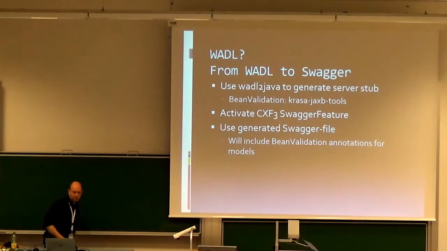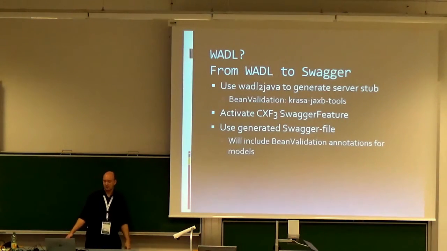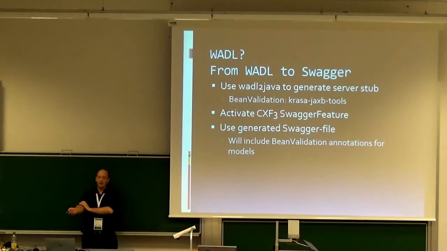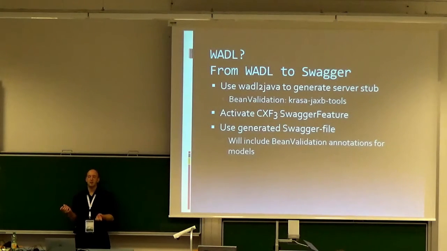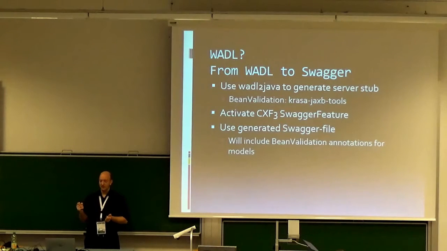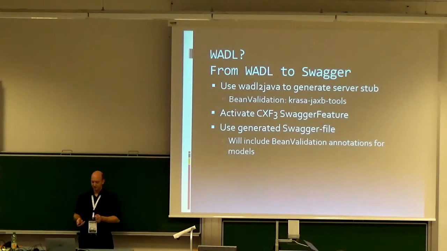If you still want to use WSDL, you can also use WSDL. The only thing you have to do is invoke the WSDL to Java command and use the Grasa Gzip tools, which is an extension of the WSDL to Java command, a separate open source project. Then you can activate the Swagger feature in Statifier and use the Swagger contract. So also if you still use WSDL, you can use the Swagger feature.